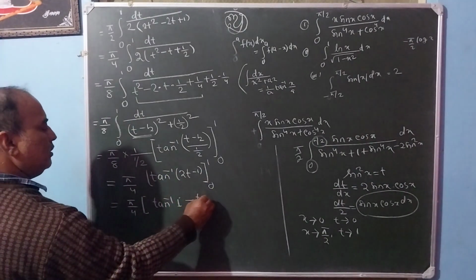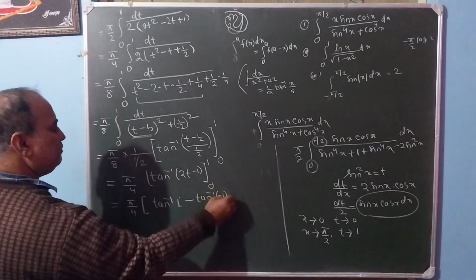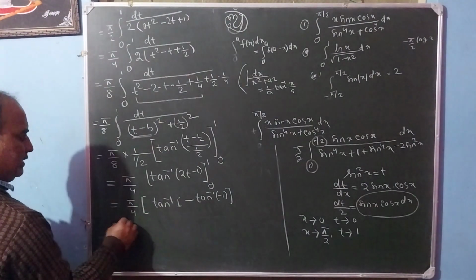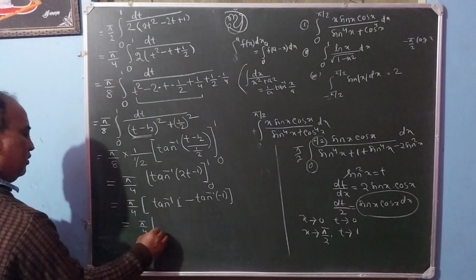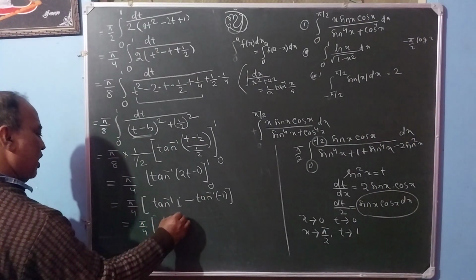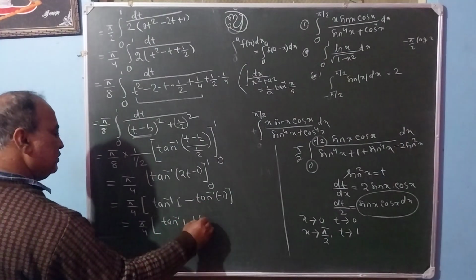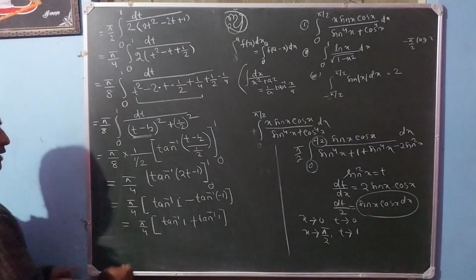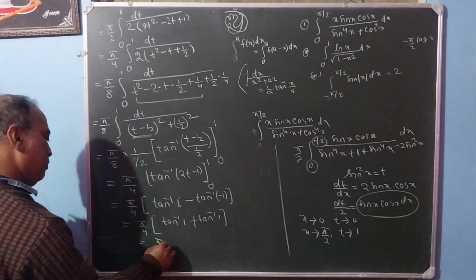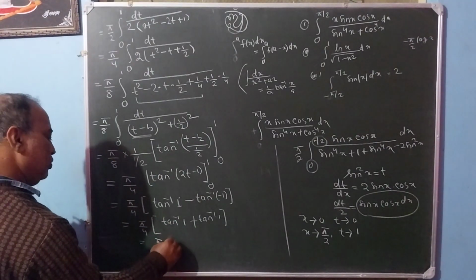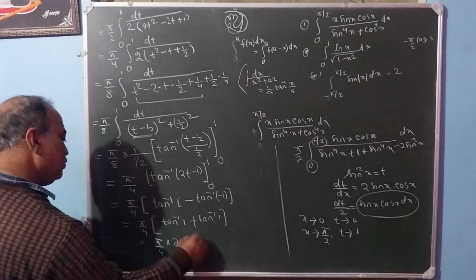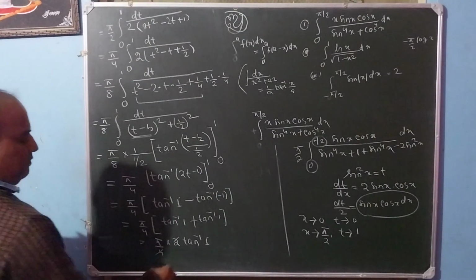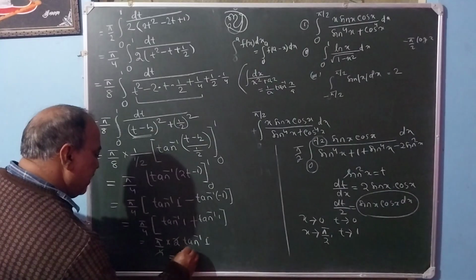minus tan inverse minus 1. Tan inverse of minus x is minus tan inverse x. So it is pi by 4. Here it is tan inverse 1, here it is plus tan inverse 1. So tan inverse 1 plus tan inverse 1, here it is 2 tan inverse 1. So here the 2 cancelled. So we get pi by 2.